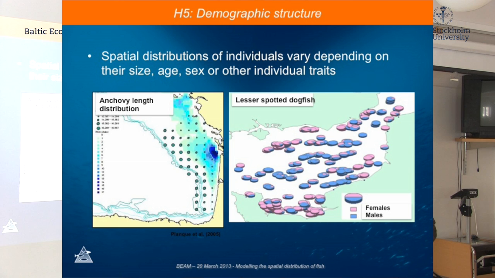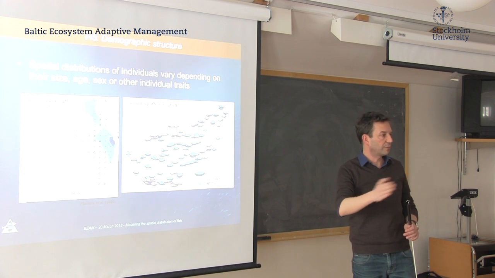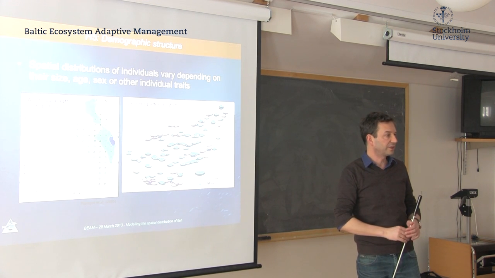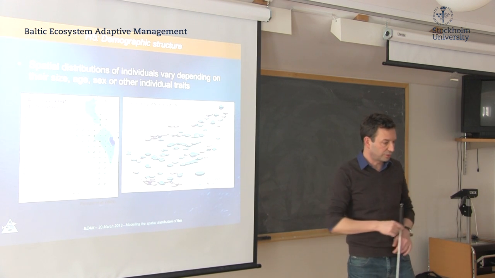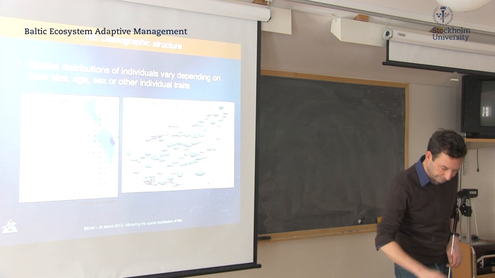That's an example from the Bay of Biscay. And what you have here is each circle corresponds to the mean length of anchovy in the Bay of Biscay. And what we know is that all the juveniles concentrate in that area, and all the adults concentrate more offshore. So again, if you have a change in the demographic structure, if you have some year class missing or coming in very high abundance, this will alter the whole spatial distribution of the population.